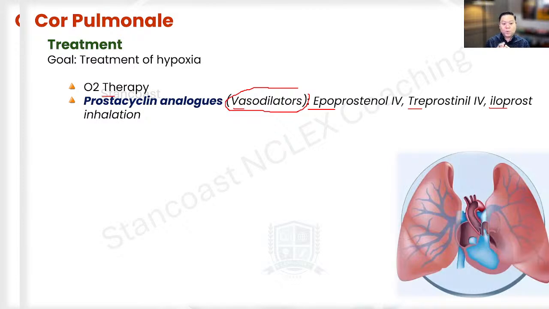Okay, so that allows the pulmonary arteries to vasodilate, and this will now decrease the workload of the right ventricle. That's the simplest explanation about the vasodilators.